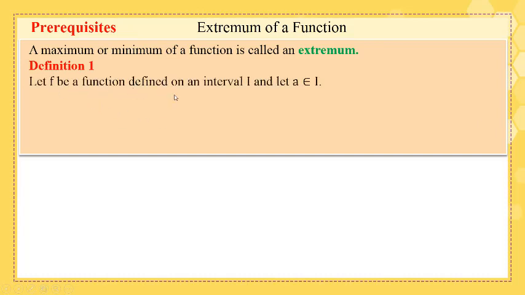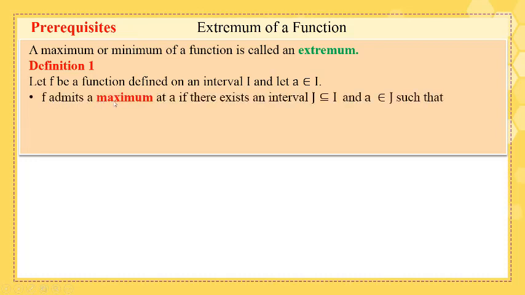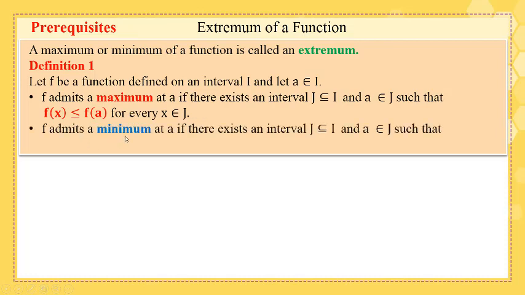Let f be a function defined on an interval I, and let a belong to I. f admits a maximum at a if there exists an interval J subset of I and a belongs to J such that f of x is less than or equal to f of a for every x belonging to the interval J. f admits a minimum at a if there exists an interval J subset of I and a belongs to J such that f of a is less than or equal to f of x for every x belonging to J.